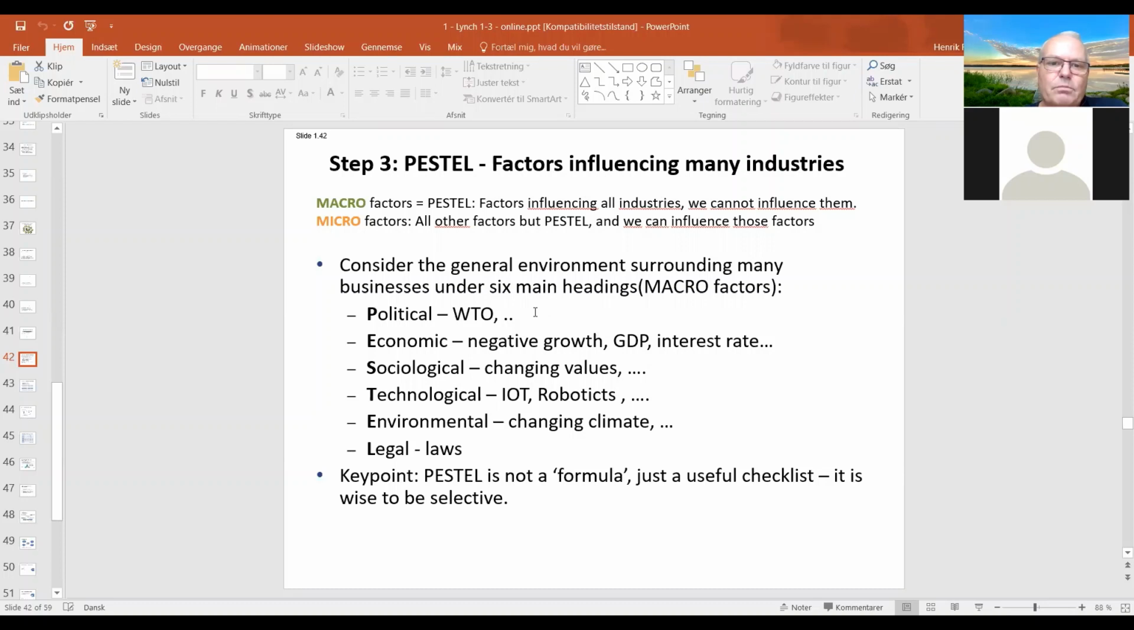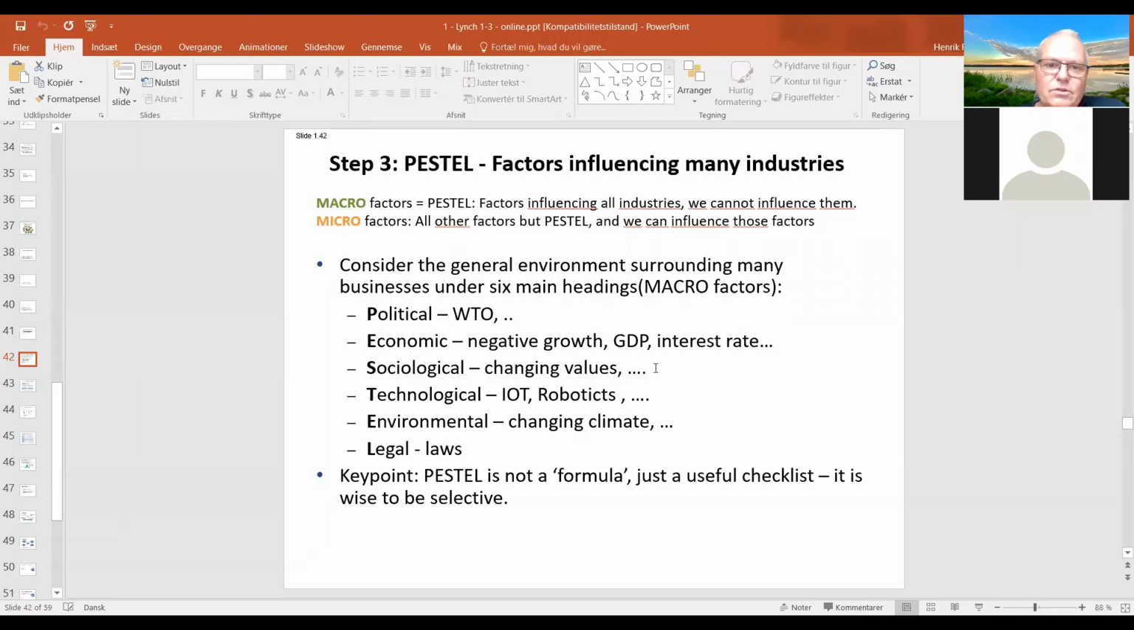So these are very overall factors. For example, we have political factors, such as the World Trade Organization. We can have political factors in our specific country. We have economic factors. And please remember, it is not economic circumstances in the company. It's the economic factors in a country, for example, negative growth in Denmark. We have gross domestic product. We might have interest rates. So again, as a private person or a company, you have no influence on the general interest rate in a society.